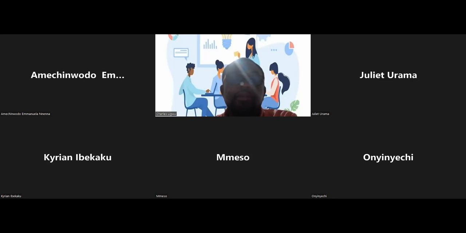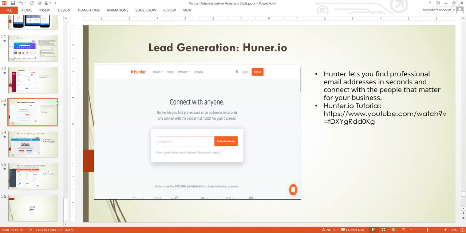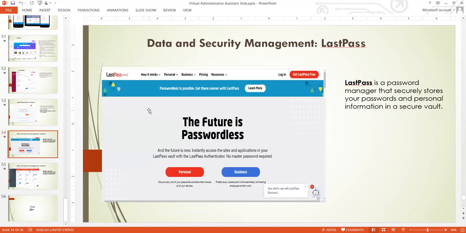Let's look at the remaining tools we need to cover in order to be comfortable with what we want to get. So we stop here at Invoicely, and the next thing we're going to look at is Hunter.io for lead generation and LastPass for data and security management. So this is very important. We are not going to do that now because I don't want to start to rush it.